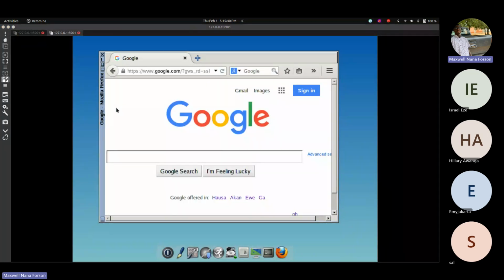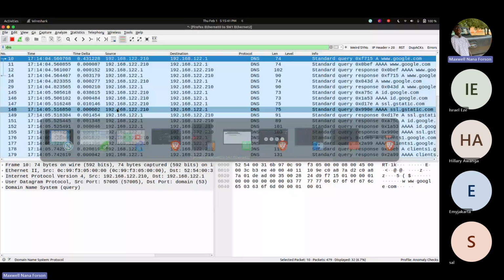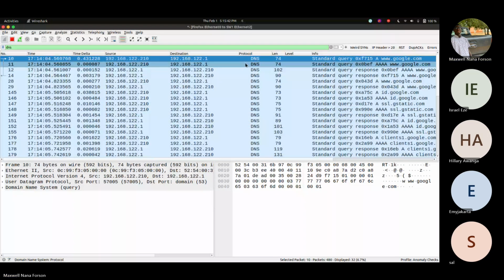Let's go to this side and look at this for a while. You can see that here I'm sending the thing from my computer. This is a source, and this is my destination.